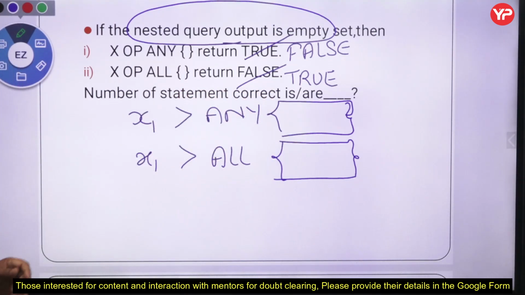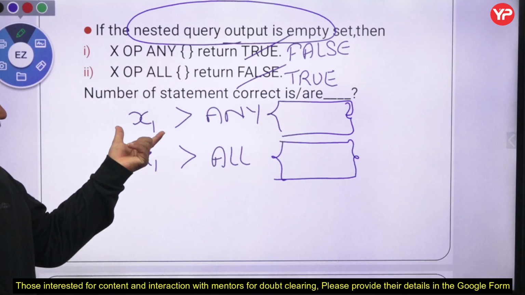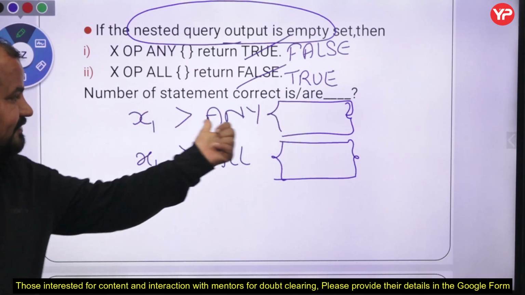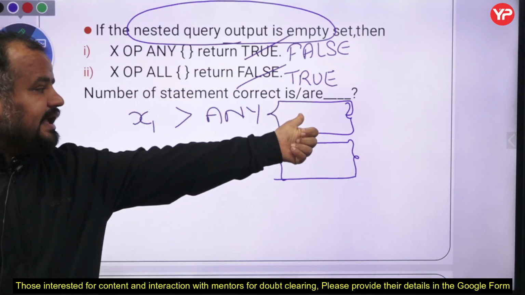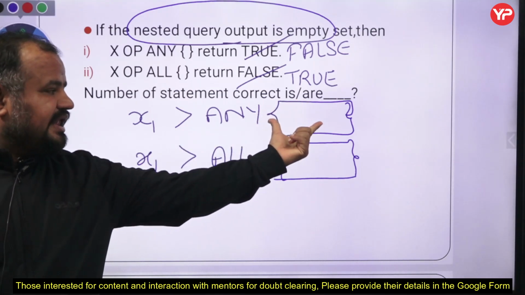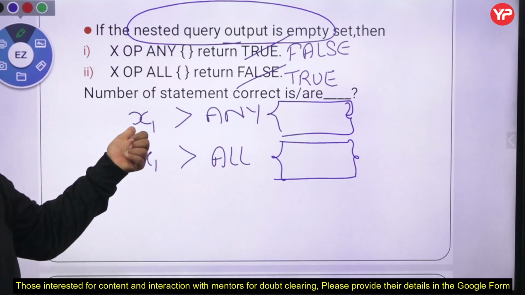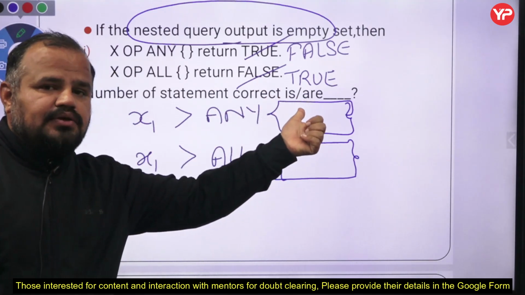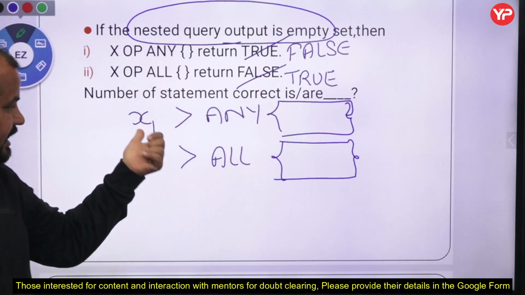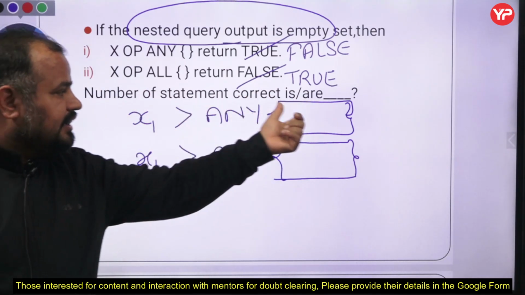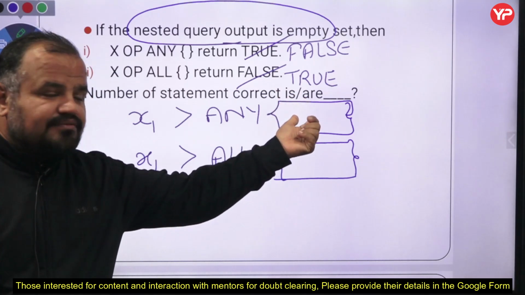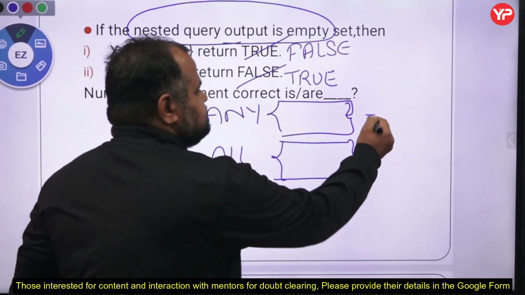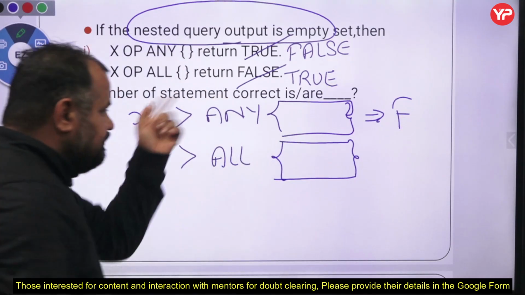Now see, listen carefully my dear students. The first point is, 5 greater than any of the empty set. To prove this condition, there must be some value such that you can prove 5 is greater than at least one of these values. You can prove this statement only if we have some values, but we don't have values in the nested query. That's why it always returns false, because you are unable to prove this statement.